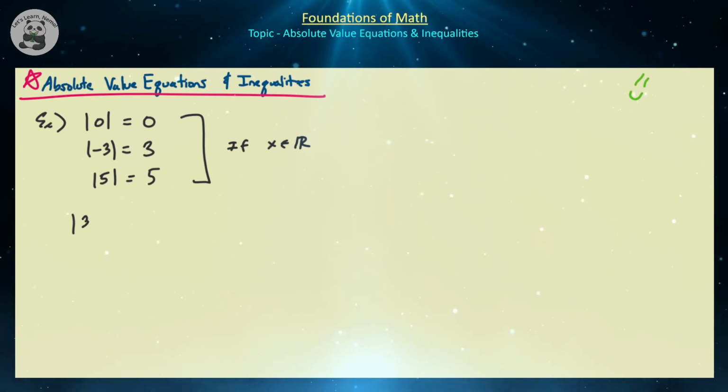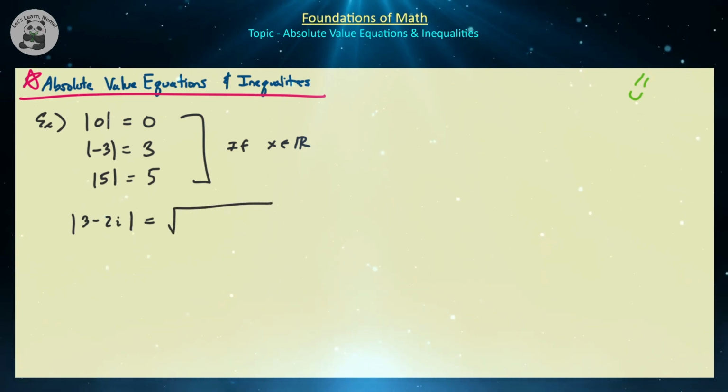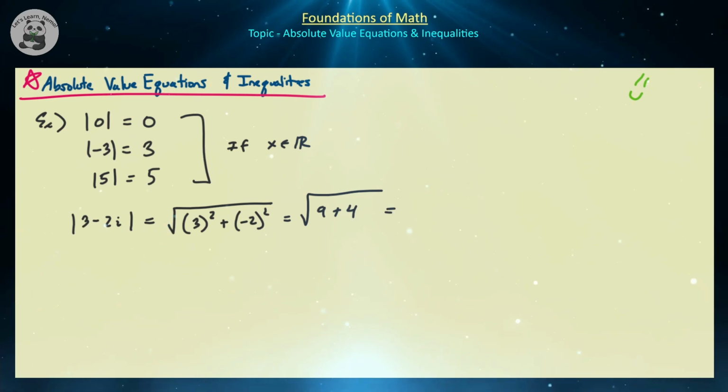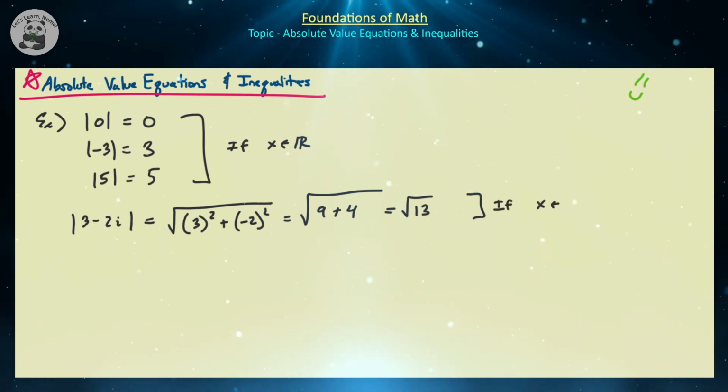For example, if somebody says the absolute value of 3 minus 2i, keep in mind 3 minus 2i is similar to the point (3, -2) in the R2 plane. So the distance from (3, -2) to (0, 0) would be found by doing the square root of the real and imaginary parts squared for this particular complex number. So that's going to be equal to the square root of 3 squared plus (-2) squared, which is the square root of 9 plus 4, which is just going to be equal to the square root of 13. And you would apply this type of procedure for any x in the set of complex numbers. So that's how you would find the absolute value of any complex number for which you're interested in.